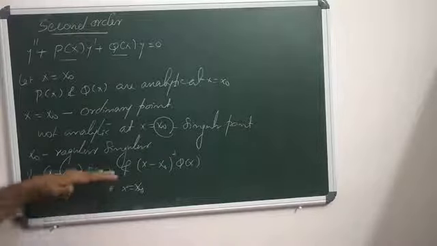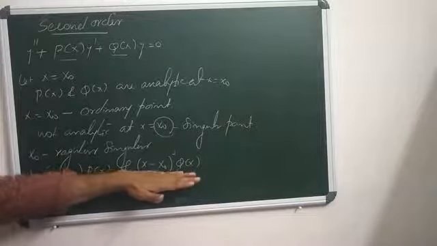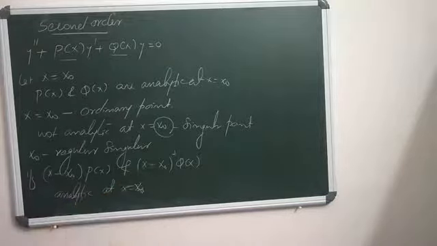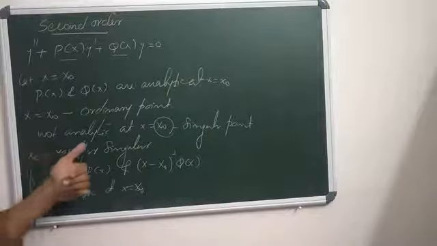If any one of them fails to be analytic, meaning x minus x naught into p of x or x minus x naught whole square into q of x or both fail to be analytic at x naught, then x naught is said to be an irregular singular point.